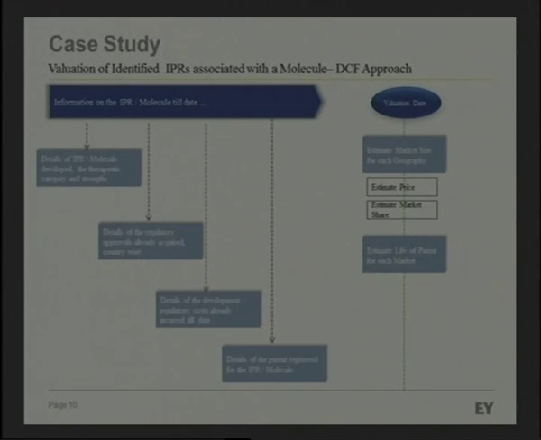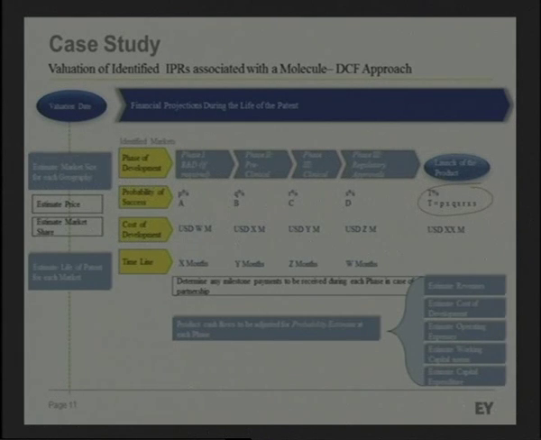Once we have this basic information in place, we go to the second phase where we have financial projections during the life of the patent, where the patent has not expired. For each identified market, and here I am specifically talking about developed markets because there are very stringent procedures in terms of commercialization of IPR. So assuming there are 4 phases of development, the initial R&D, the preclinical trials, the clinical trials, and finally the regulatory approvals before the product is launched.